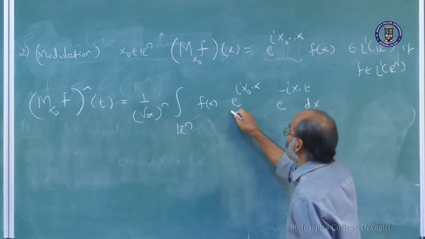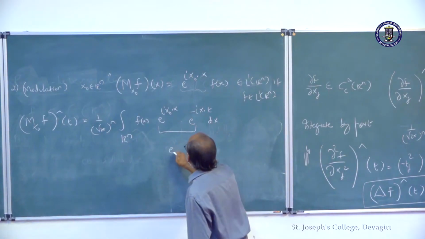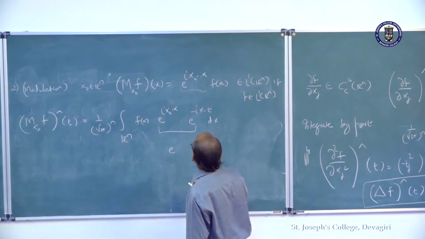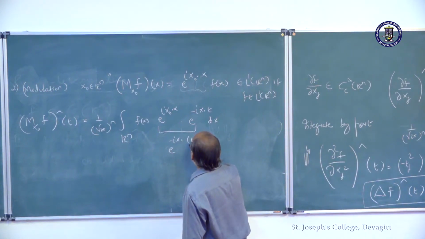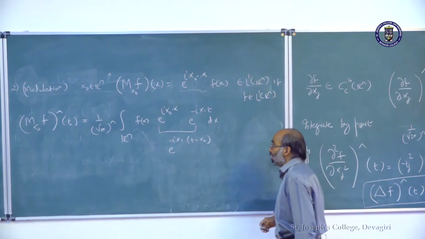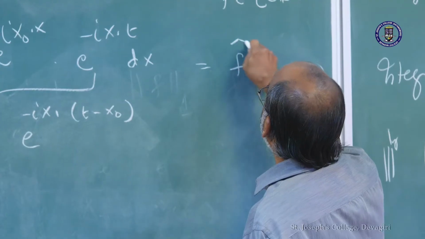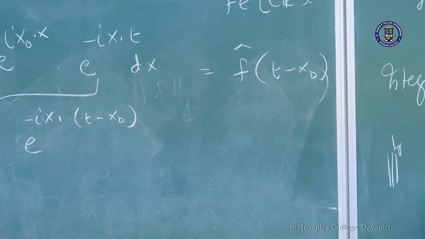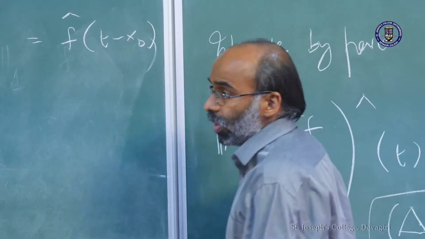So, this I can write as, because exponentials you can multiply, x is the one which is common. So, it is e to the minus i x dot t minus x naught, right. Okay. So, e to the minus i x dot t minus x naught, yeah. Okay. So, that is simply the Fourier transform at the point t minus x naught, right. So, this is f hat at the point t minus x naught. So, the multiplication by exponential became translation after taking the Fourier transform, right. Here it was the other way.